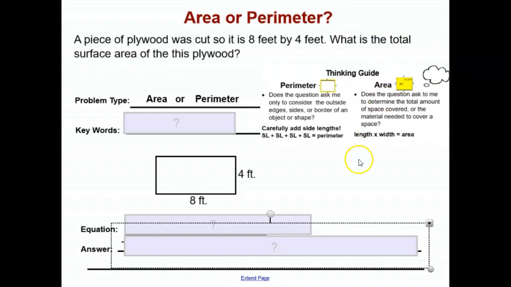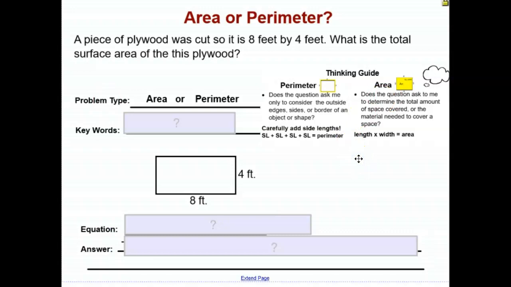Okay, we'll do one more, and I'm going to let you do most of this by yourself, and then you get to work on your assignment for the day. Let's read it together. A piece of plywood was cut, so it is 8 feet by 4 feet. What is the total surface area of this plywood? Pause the video, read it again, and tell me the problem type. Hint, there is a huge key detail. What is it?